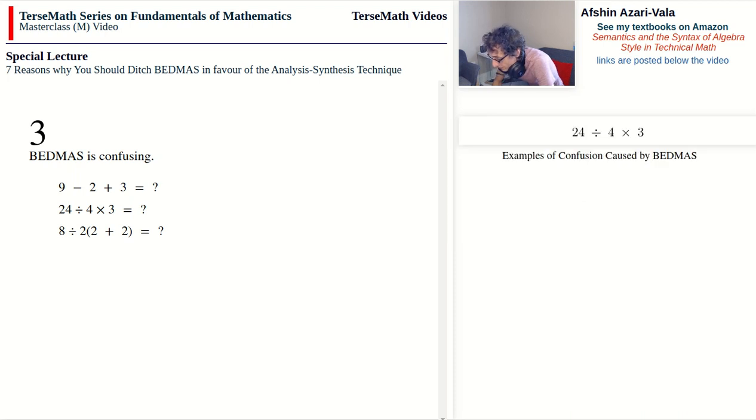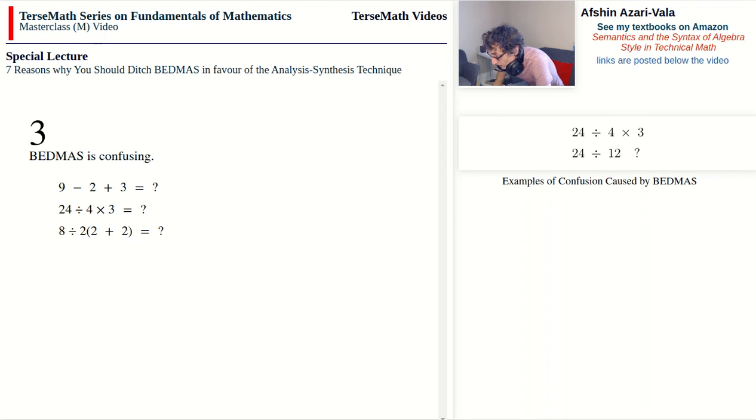Okay, the next example is 24 divided by 4 times 3. Now, I'm not quite sure if I can blame BEDMAS for this, because BEDMAS happens to be pretty clear about the fact that division comes before multiplication. So you need to divide 24 by 4 to get 6, and then multiply by 3 to get 18. The only problem is that it's so easy for us to imagine that we need to multiply 4 by 3 and then divide 24 by it. So the impression that we get 24 divided by 12 is pretty strong.